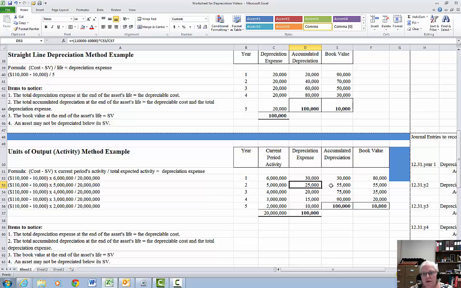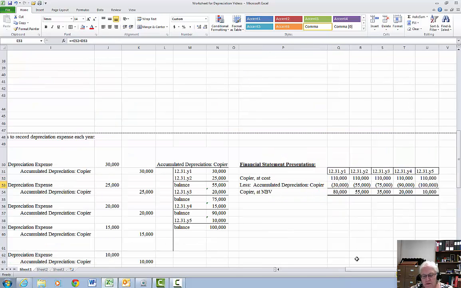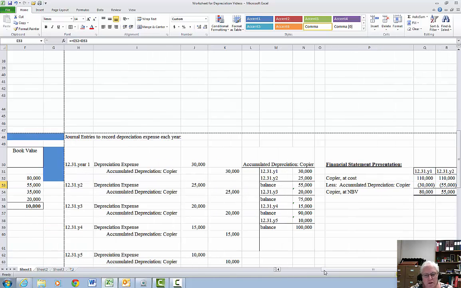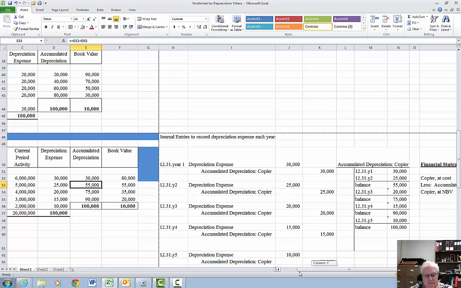Now, the accumulated depreciation is the sum of the 30 and the 25, which is going to be 55. Then we subtract them, and the difference is our asset's book value, or net book value. They mean the same thing. FASB, which is our rule-making authority, tells us the cost of the asset has to be on the face of the balance sheet, along with the accumulated depreciation of 55. My book value is the cost of 110 minus the accumulated depreciation of 55, so the book value is also 55.